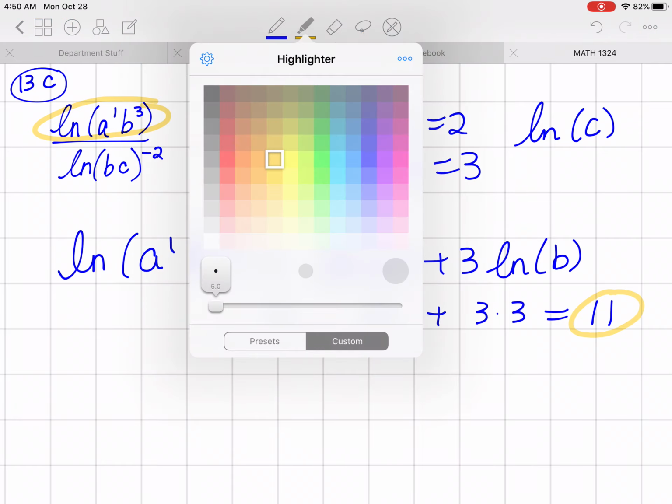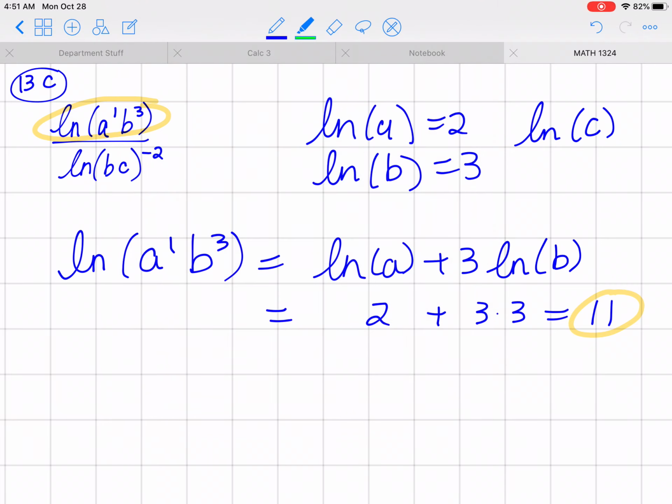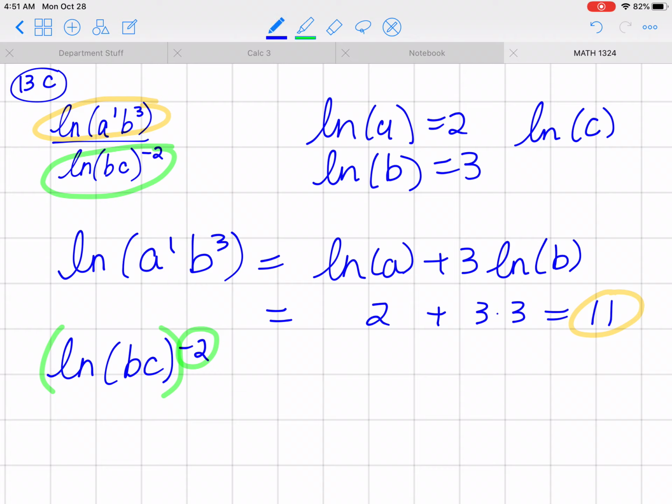All right. And then we'll work the denominator. Let me change the highlighter here so we have contrast. We're working this part here. So ln of bc to the negative 2. And the way I'm going to interpret this part right here to the negative 2 isn't that just b and c get negative 2. What I'm thinking it means is all of this is raised to the negative 2. And that's because it's outside of the parentheses. So the exponent's outside of the parentheses, so that's my interpretation of it.